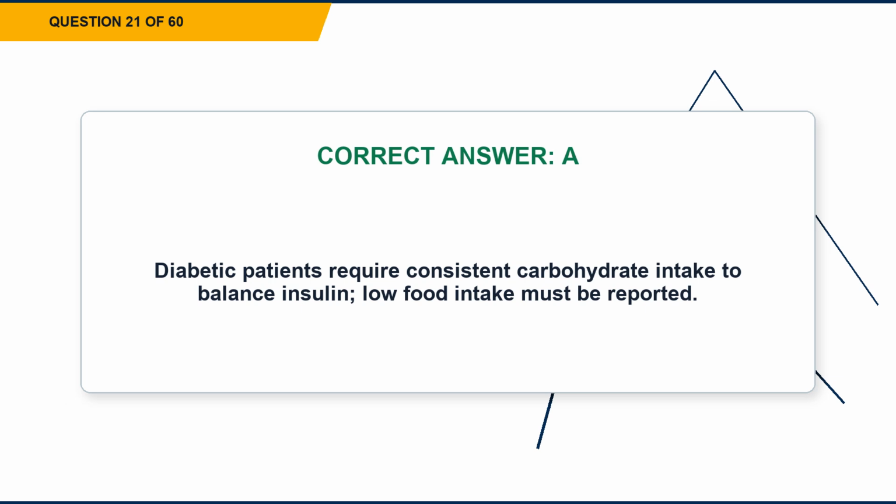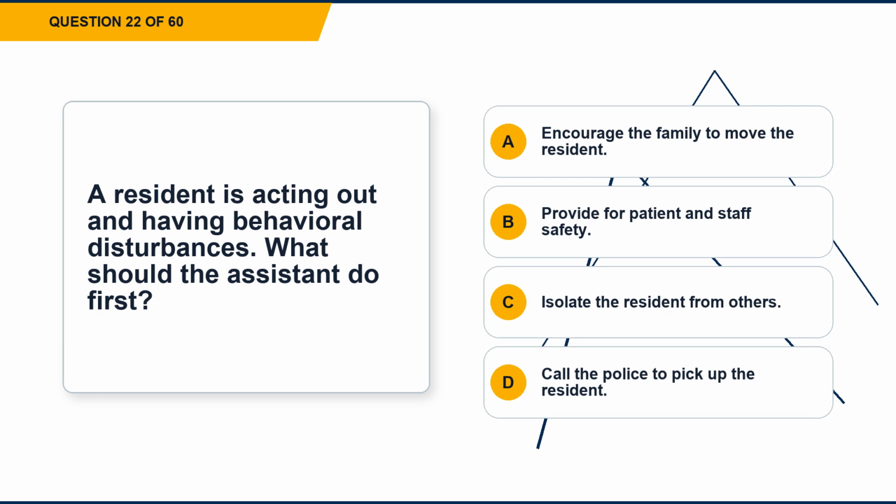Explanation. Diabetic patients require consistent carbohydrate intake to balance insulin. Low food intake must be reported. Question 22. A resident is acting out and having behavioral disturbances.